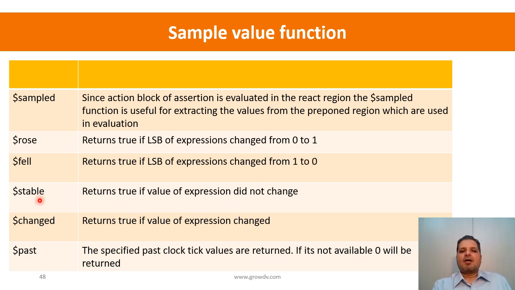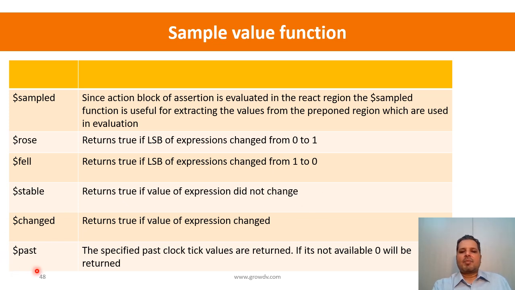Same thing for $stable. It returns true if the value of the expression did not change. So in the previous clock tick it was 1, and in the current clock tick it is also 1, or it was 0 and 0, then $stable will return true. And $changed is the opposite of $stable. It returns true if the expression changed. So if in the previous clock tick it was 1, and in the current clock tick it is 0, or vice versa, then $changed will return true.